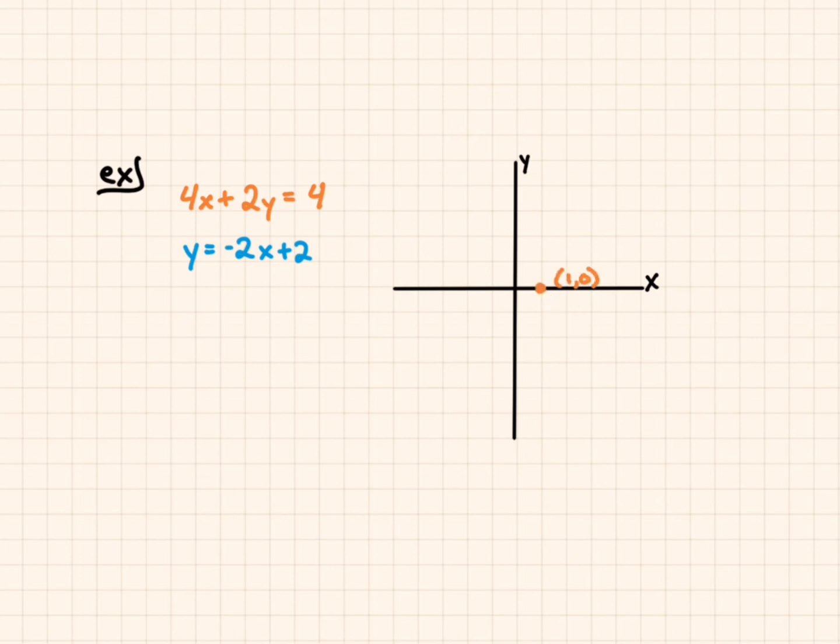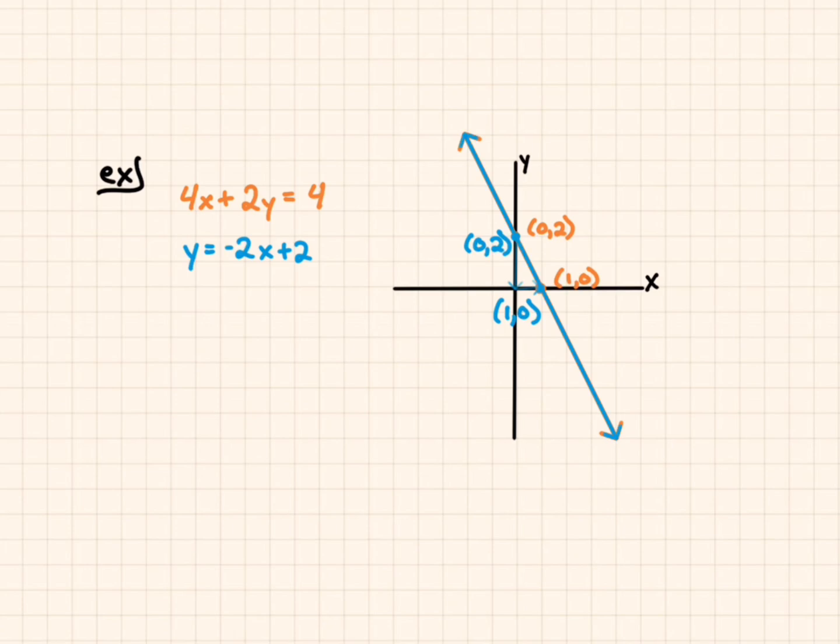And then for my y-axis, I can remove the x term here and say 2 times what gives me 4? Well, 2 times 2 gives me 4, so I can go up to positive 2 on my y and graph that line. Now my second equation is in slope-intercept form. I'm going to start at plus 2 on my y-intercept and follow the slope of negative 2 in my y and positive 1 in the x.